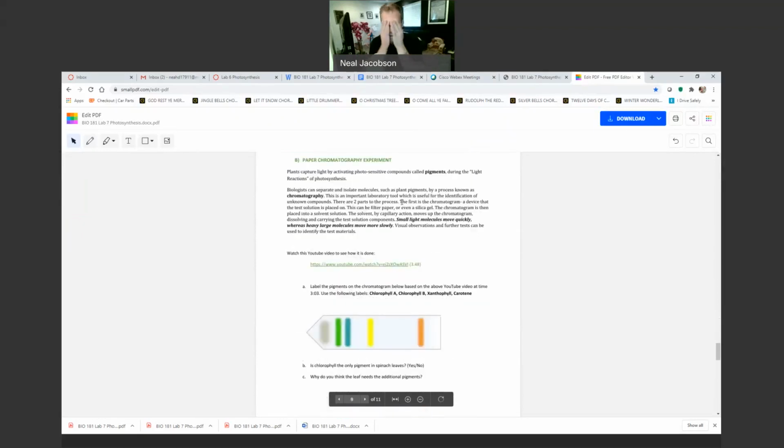So paper chromatography. We know that plants absorb light. Anything that has color absorbs light. So like my black shirt, if I walk out in the sunlight, is going to absorb every wavelength of visible light and reflect none back.